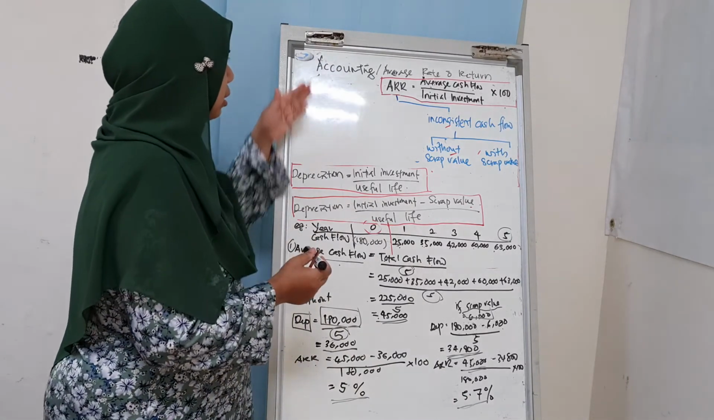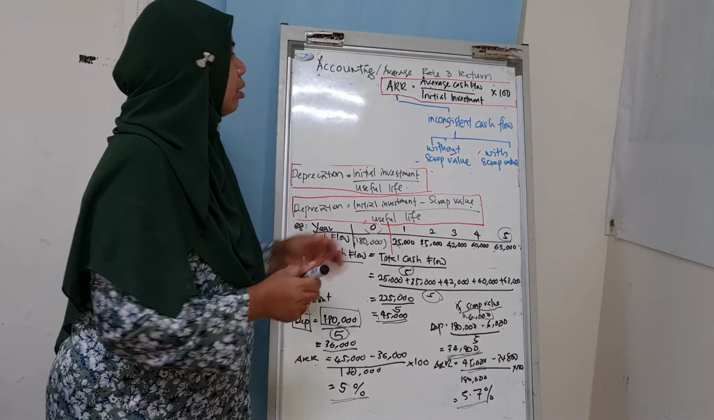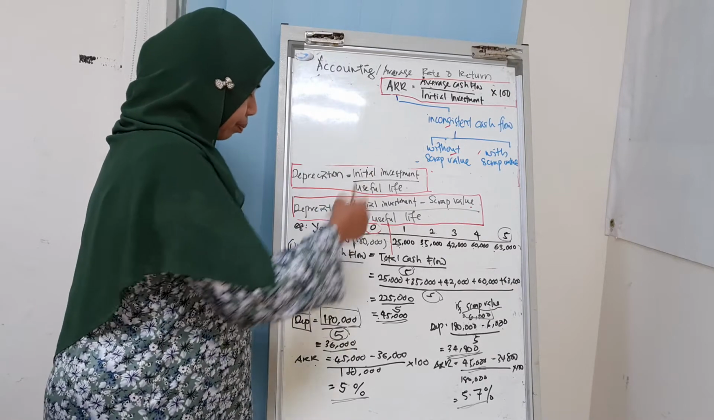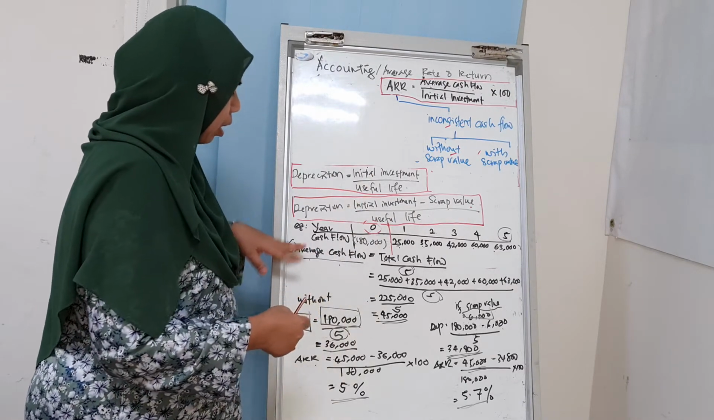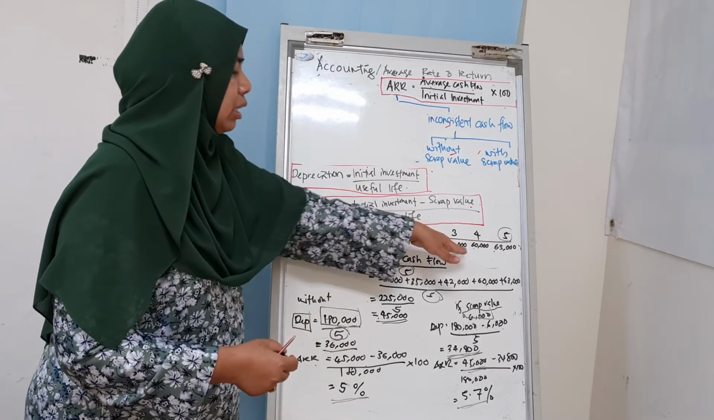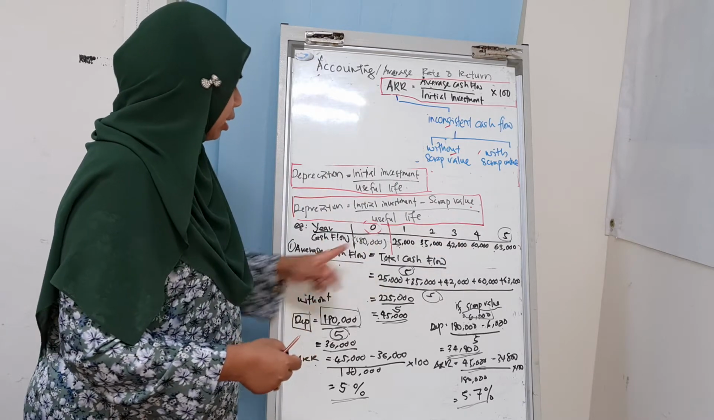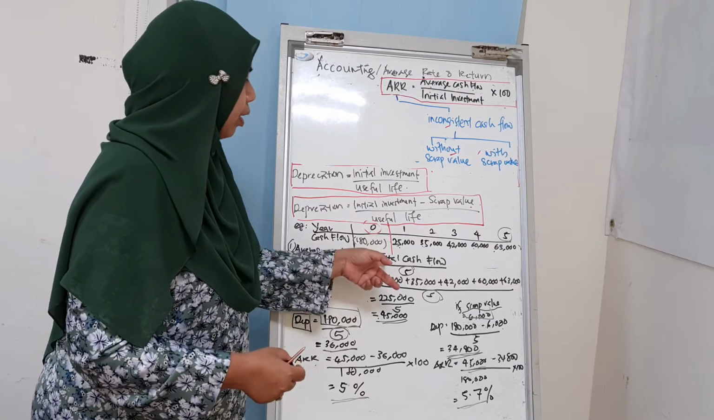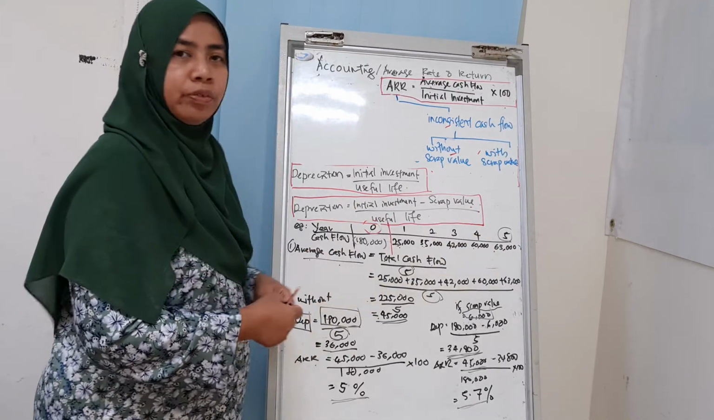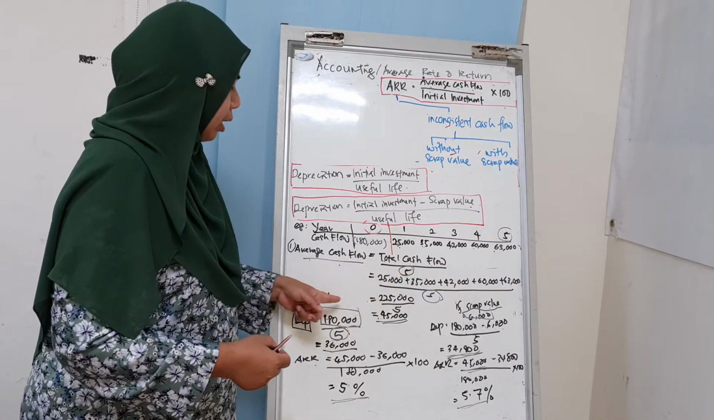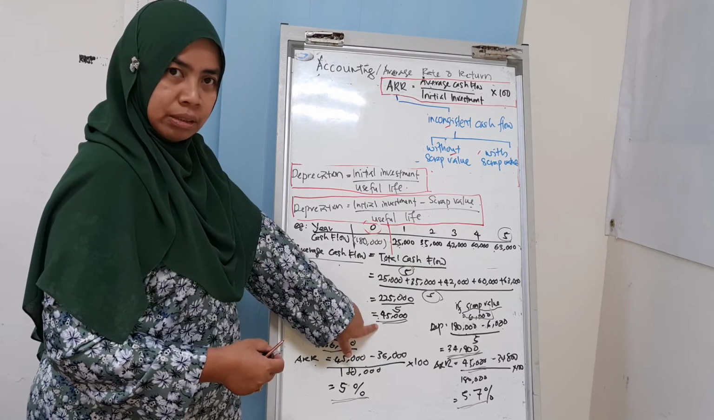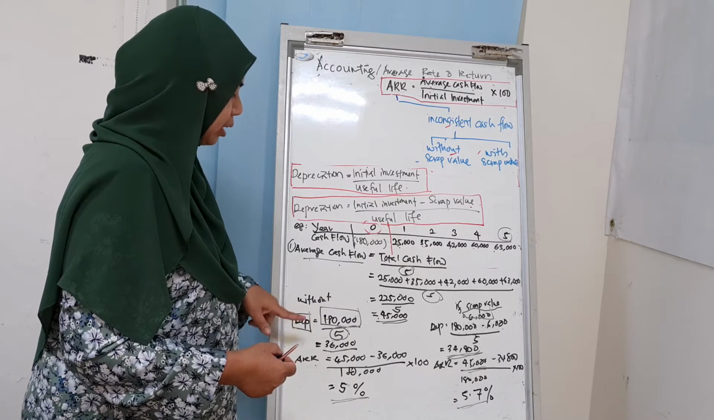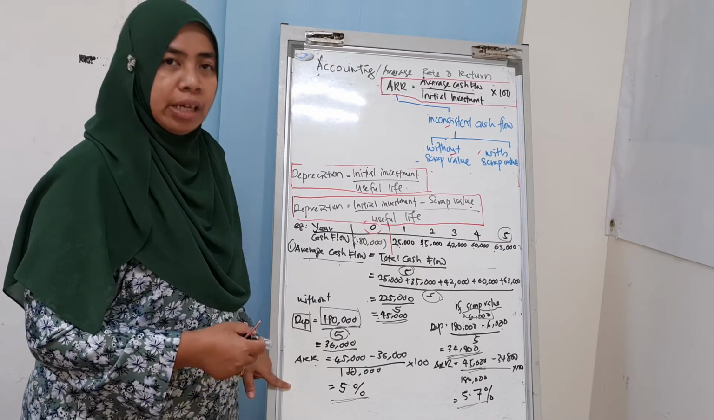So this is the ARR for inconstant cash flow, right? We have already learned how to calculate it. If the cash flow is not constant, the first step is to calculate the average cash flow by adding all the cash flows and dividing by useful life, and then you get the average cash flow. Then you calculate the depreciation, and finally calculate the ARR.